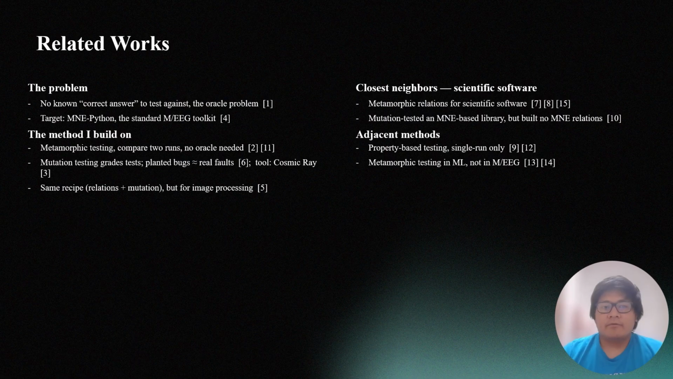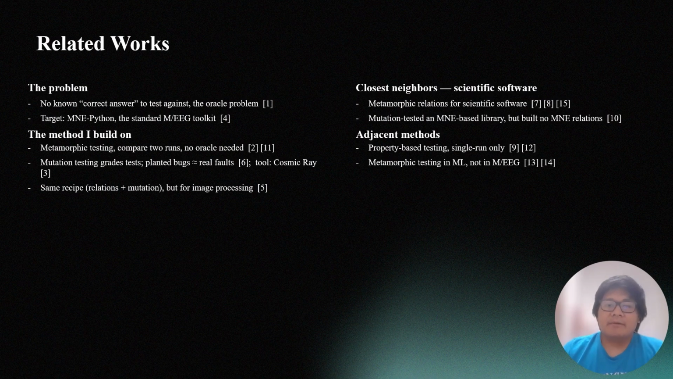Now, before the results, a quick word on where this all fits and why it's worth doing. None of the things that I'm doing are necessarily new on their own. The test oracle problem, not knowing the right answer to test against, is already well documented. Metamorphic testing dates to the late 90s, and mutation testing is also not that new. There's even a paper that combines them exactly as I do, where relations are graded by mutation testing, but it's for image processing and not brain data.